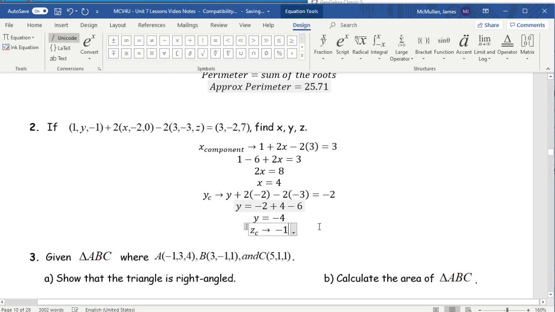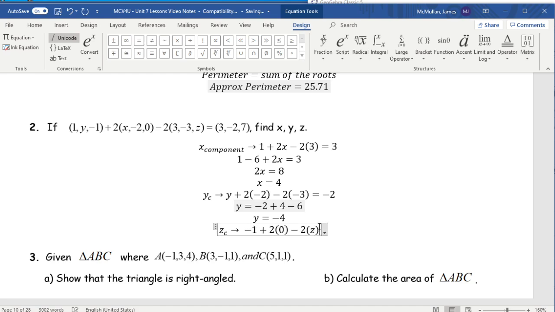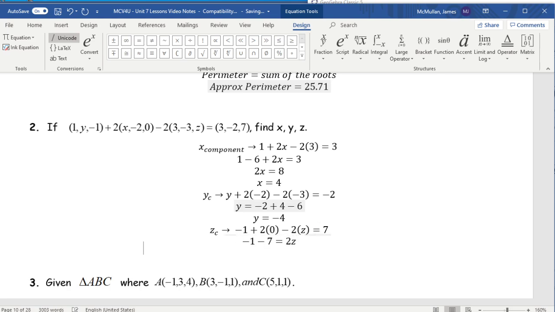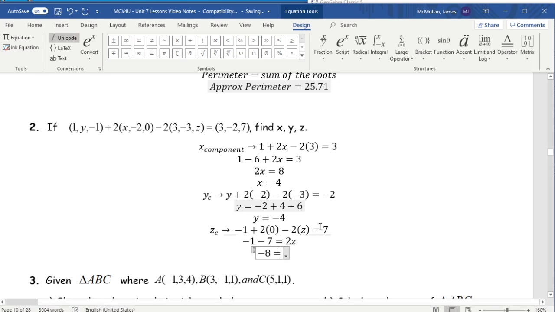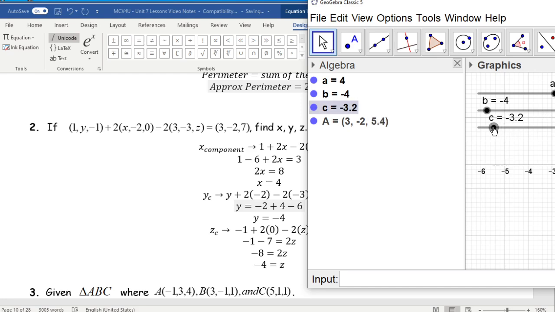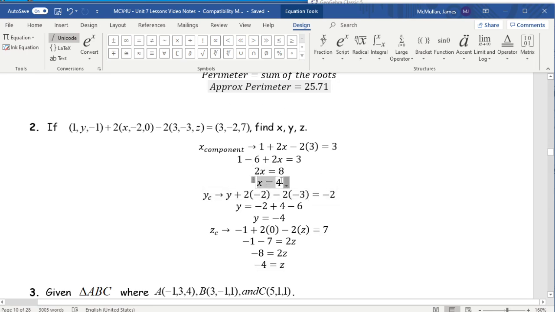So we get -1 plus 2 times 0, take away 2 times z equals 7. So we get 2z, let's bring 2z to the other side. So -1 take away 7 equals +2z. So -8 equals 2z, -4 equals z. And so c also has to be -4. And then we get the vector that we wanted, right? 3, -2, 7 is our answer for this equation. So we found x, we found y, we found z.